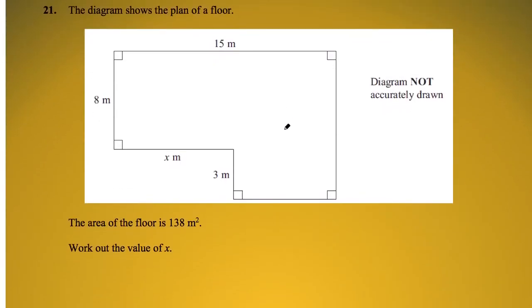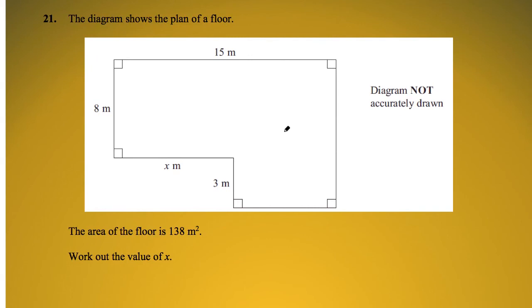Question 21. The diagram shows the plan of a floor. The area of the floor is 138 meters squared. Work out the value of x. So this is a compound shape. Areas of compound shapes, we need to work out the total area.